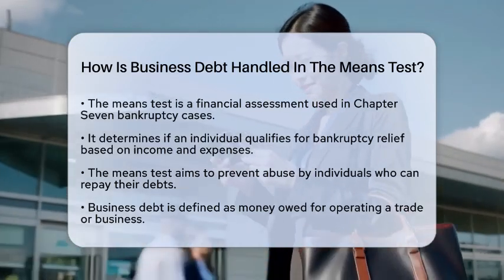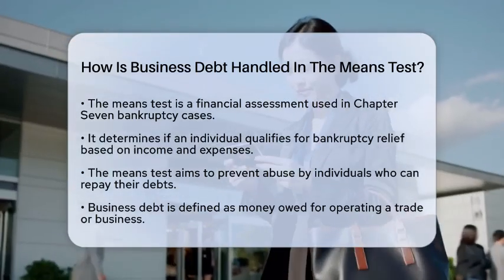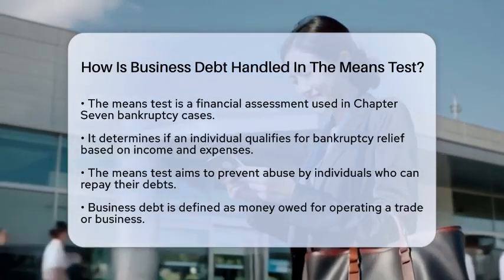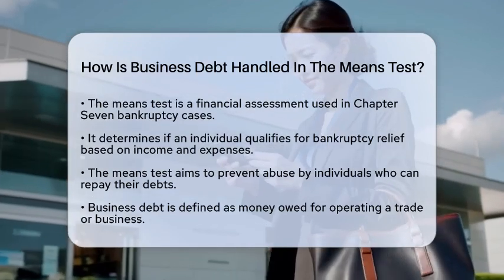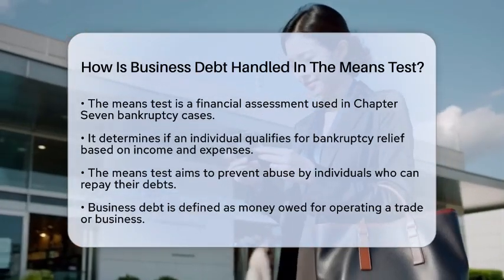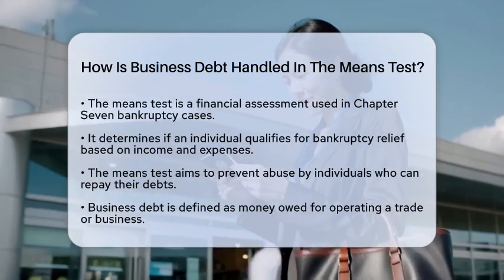The means test is a financial assessment used mainly in Chapter 7 bankruptcy cases. It helps determine if an individual qualifies for bankruptcy relief based on their income and expenses. The goal is to prevent those who can repay their debts from abusing the system.